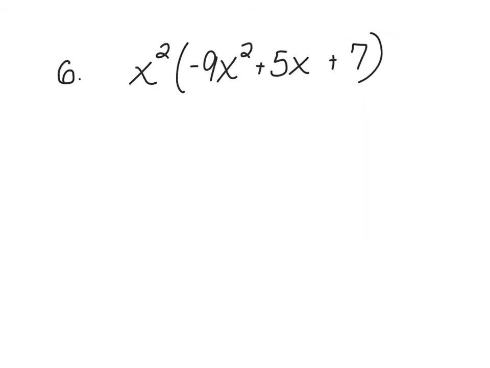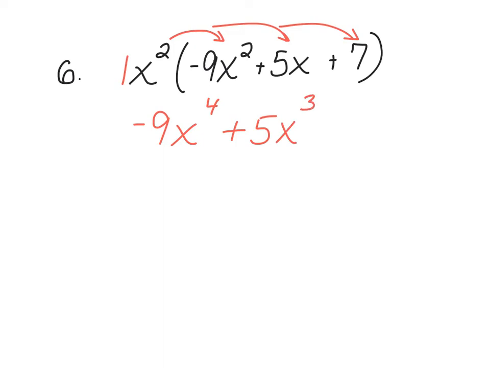In number 6, there's a monomial times a trinomial, so this time you need to distribute. Again, when you're multiplying, your exponents do change. So this would be 1x squared times a trinomial will give me negative 9x to the fourth power plus 5x to the third power plus 7x to the second power. No like terms or parentheses, so we're finished.